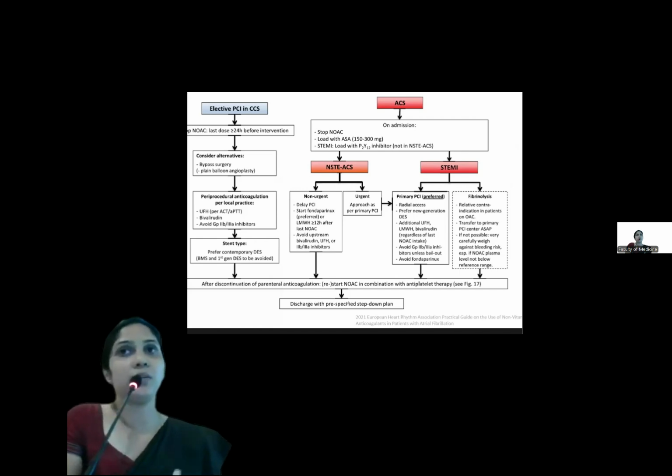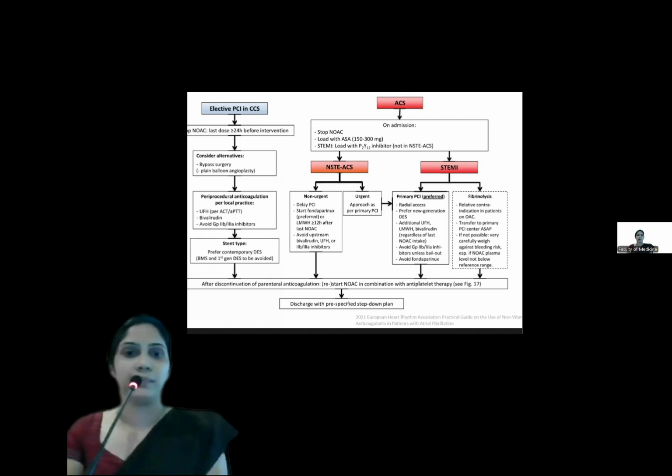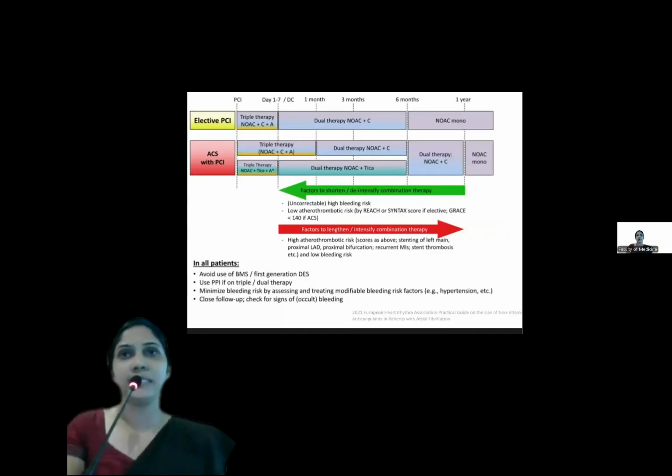And if we are not going for a PCI, as in our Sri Lankan setup, what the recommendation is, we continue the dual therapy with NOAC and antiplatelet from the event onwards. There we don't have to stop the dual. So once we do the PCI and stenting, the patient has to be on triple therapy for at least 1 week to prevent stent thrombosis. But depending on the patient's thrombotic and bleeding risk, we can extend that period up to 1 month. And beyond 1 month, there is not much evidence for the extended triple therapy.